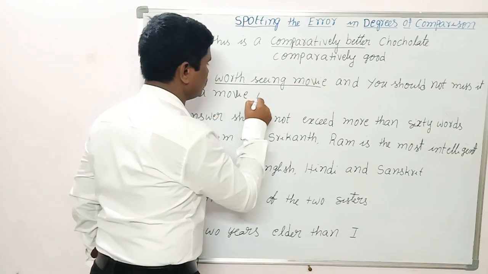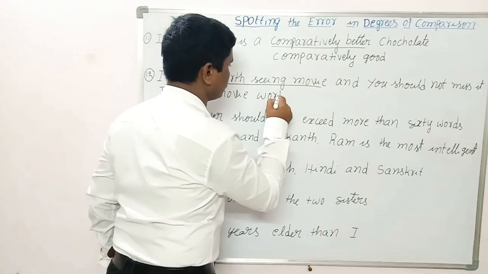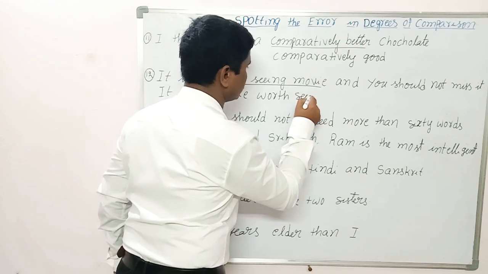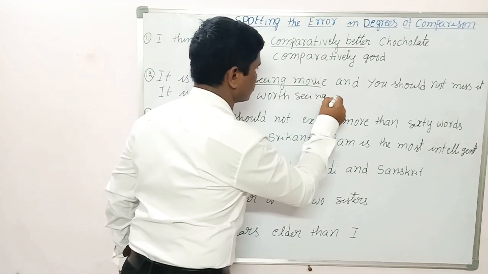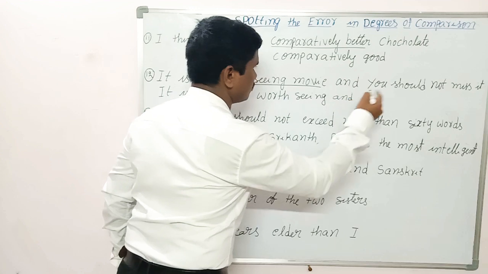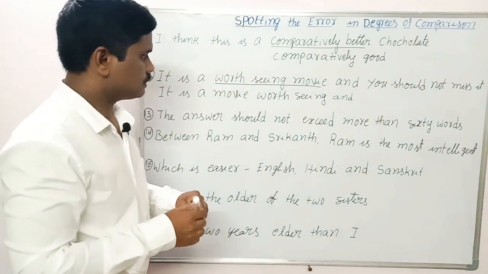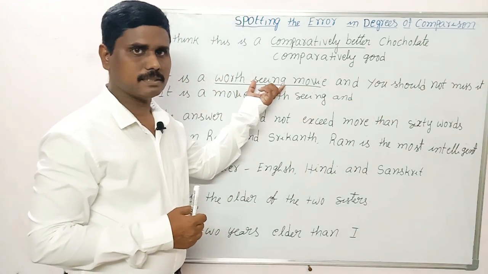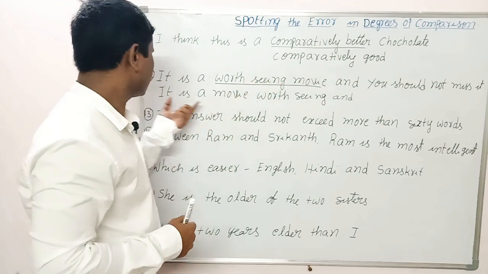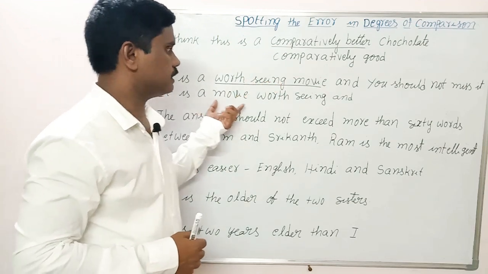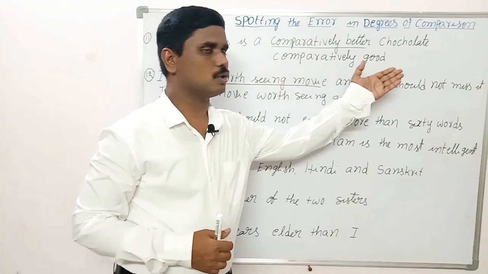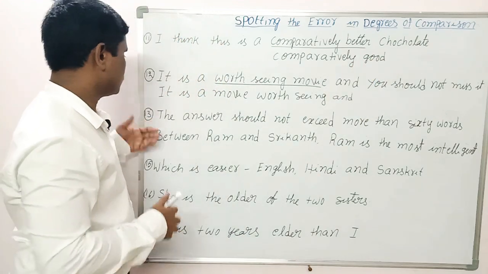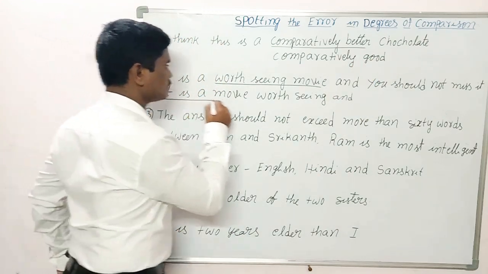It is a movie. Now we must write that is worth seeing. This is the correct answer, and the remaining sentence we have to write as it stays. So if you are asked here, the mistake lies here. The correct answer: It is a movie worth seeing and you should not miss it. Now let us see another sentence.